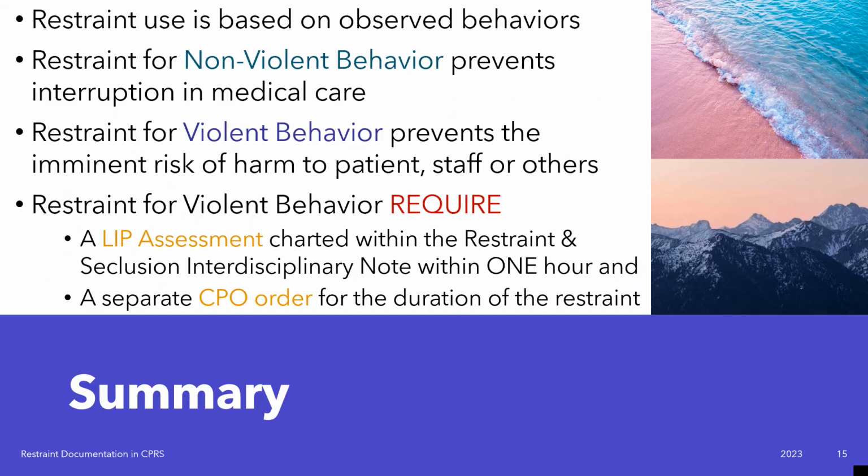In summary, restraint use is categorized based on observable patient behavior. It is not based on the type of device implemented. Restraint for nonviolent behavior is used to prevent anything that hinders healing or disrupts medical care, such as pulling on lines or attempting to remove tubes. Restraint for violent behavior is used to mitigate any sort of aggressive actions or behaviors that jeopardize the safety of the patient themselves, staff, or others, such as self-inflicted harm, striking, or biting.